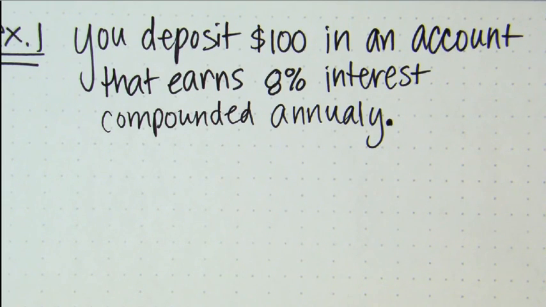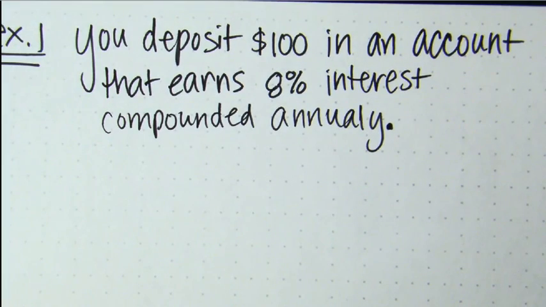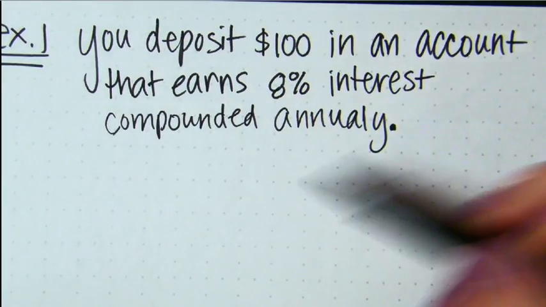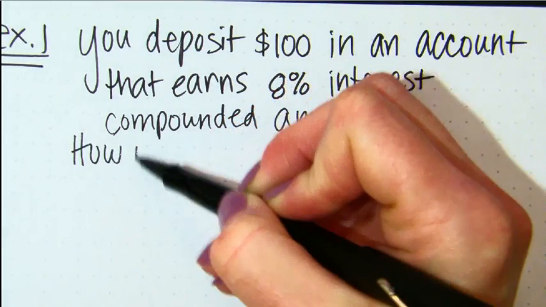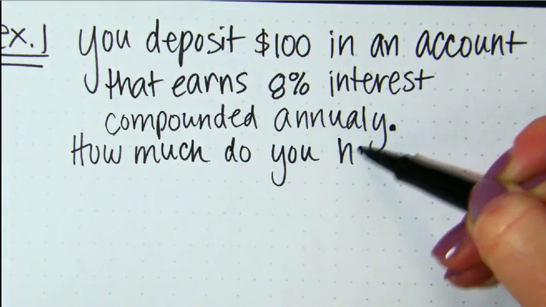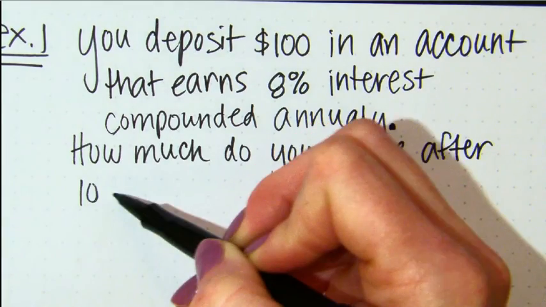There are some that are compounded monthly, so at the end of the month, they'll say, how much did you earn? And there's a whole big crazy formula. So compounded annually is the easiest option for what we're doing here. Just so you guys know. All right, so how much do you have after 10 years?